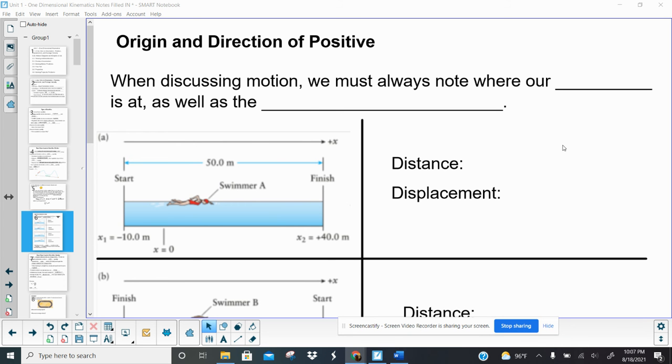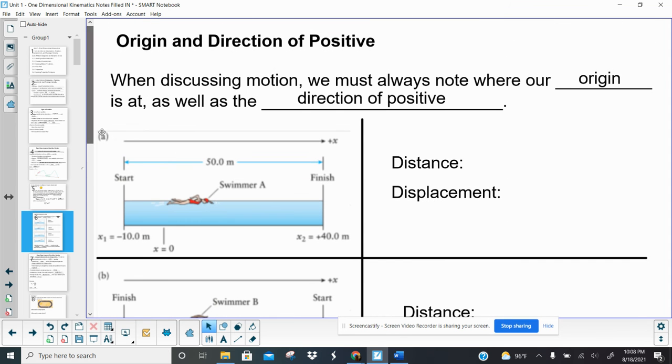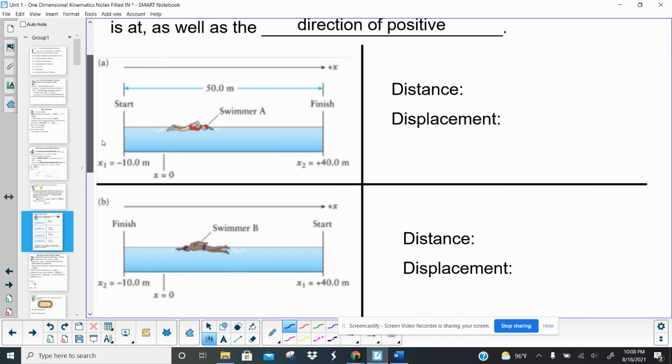Going on, so we can choose our direction of positive, and we also need to note where the origin is at, as well as the direction of positive, because we can choose it. Here are some examples of different choices for where our origin is at. That's where we determine our position to be 0, as well as different options for the direction of positive.